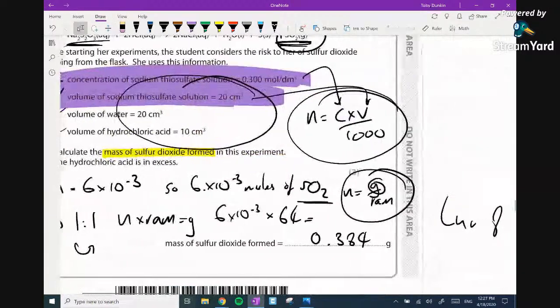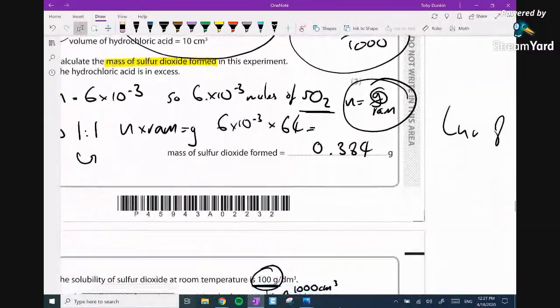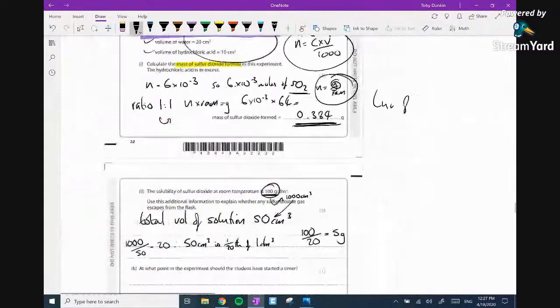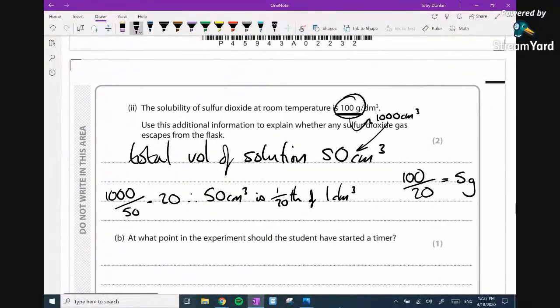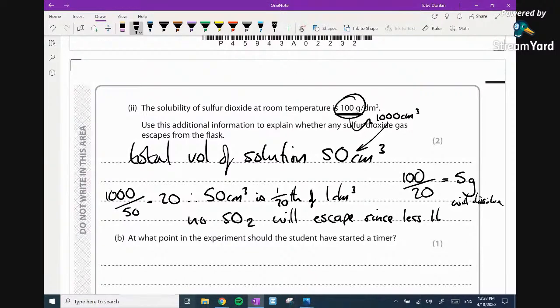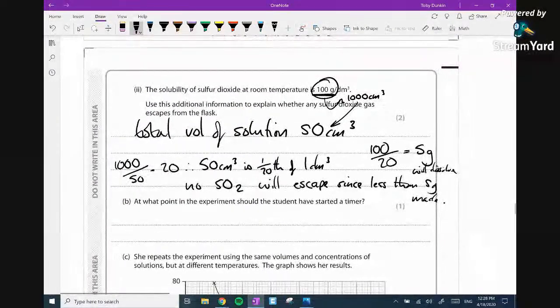And how many grams did I make? I'm going to say no sulfur dioxide. So 5 grams will dissolve. No gas will escape. No SO2 will escape, since less than 5 grams made. Done. Hard question. Great question.